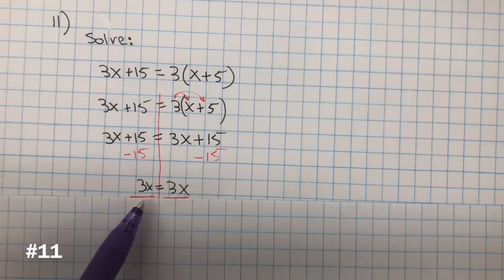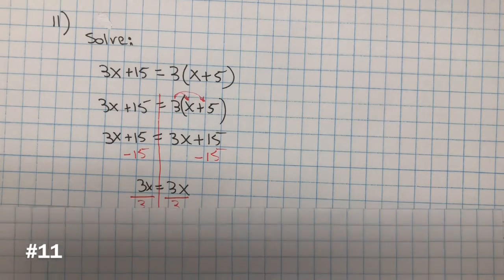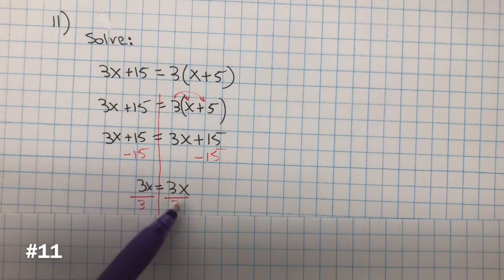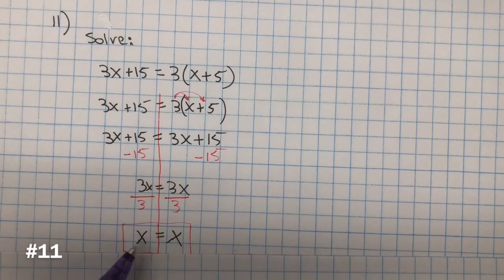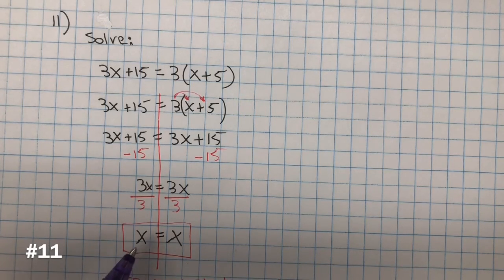Divide both sides by 3. Inverse property of multiplication is division. Created a big 1 and a big 1. And I get x equals x. So it doesn't matter what value I put in for x. If x is 1,000,000, 1,000,000 equals 1,000,000. If x is -7, -7 equals -7. So when you get a true statement where the left side equals the right side, it's the same terms on each side, then it's infinite solutions.